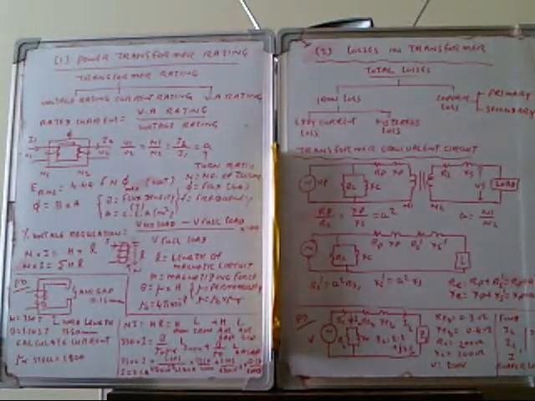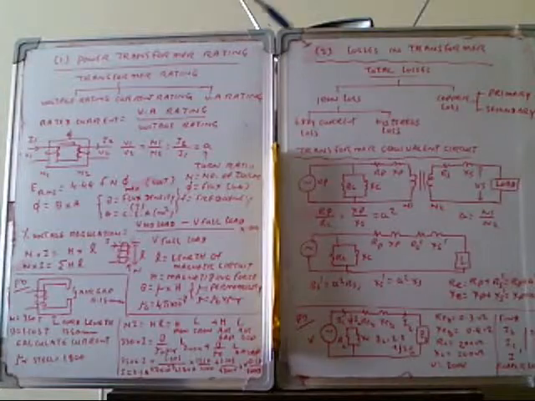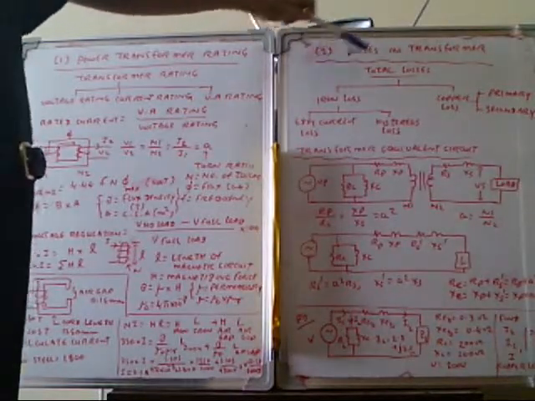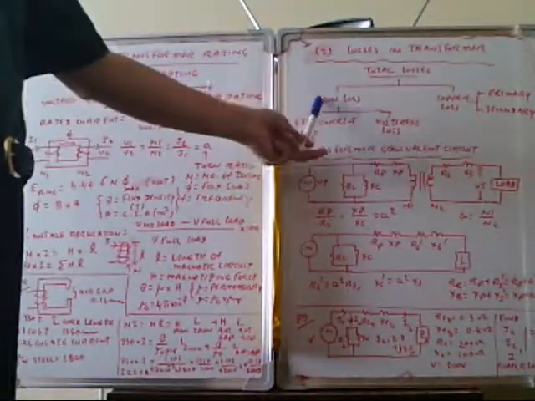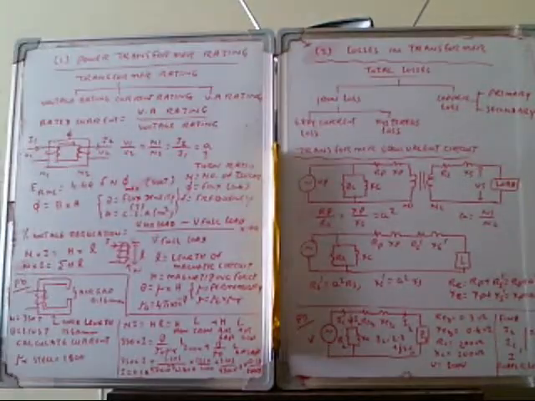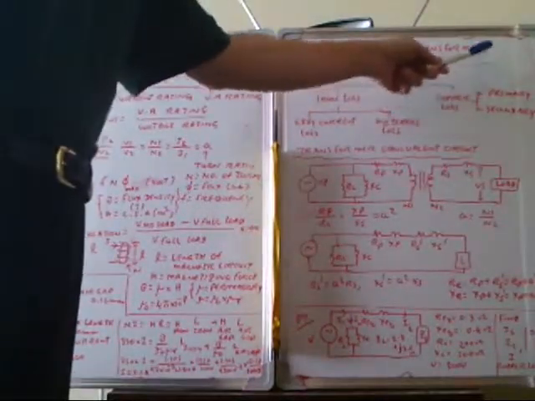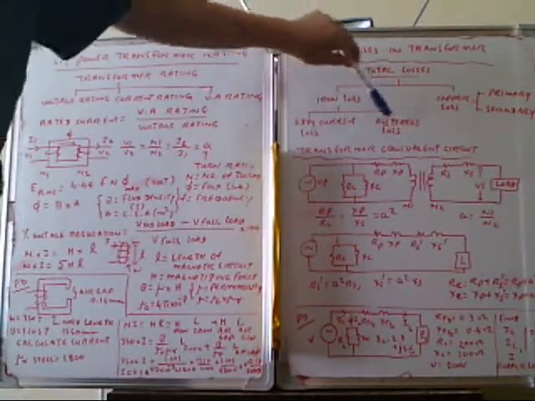So another topic is the losses in the transformer. When you connect the transformer to the supply, there are two kinds of losses. One is the iron loss, another is the copper loss. Copper loss is the primary winding copper loss plus the secondary winding copper loss. Iron loss is the eddy current loss and hysteresis loss.